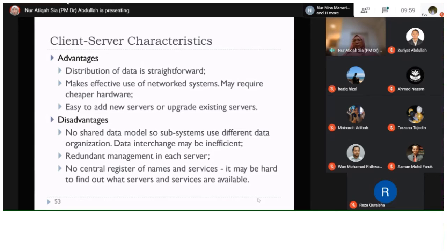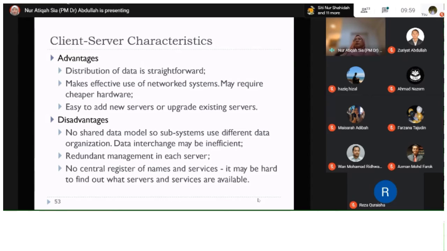This is the advantage of client server, especially for office management. You can cut down a lot of cost in terms of hardware. It is also easy to add more if you have money. If the server is not enough, buy a server.